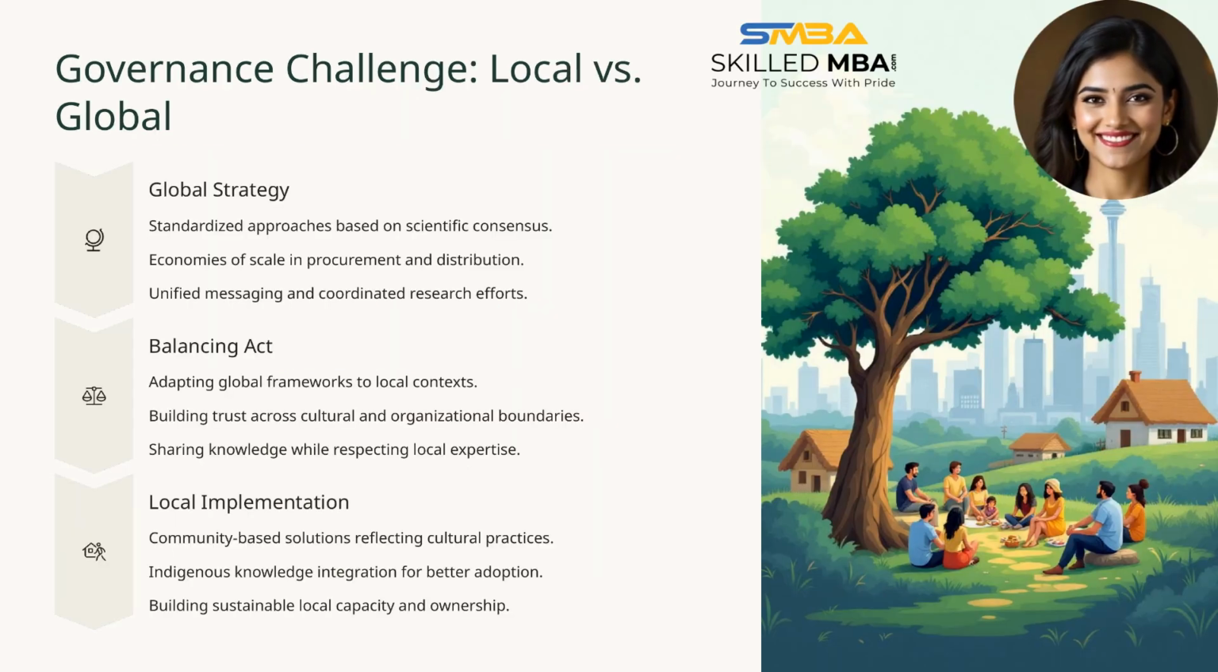Global strategies offer standardized approaches and economies of scale, yet must adapt to local contexts. Balancing global frameworks with local expertise builds trust and ensures effective implementation. Community-based solutions and indigenous knowledge are crucial for sustainable capacity and ownership, fostering a collaborative environment that respects cultural practices while achieving global health goals.